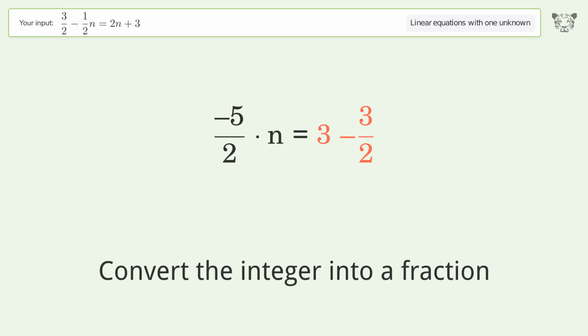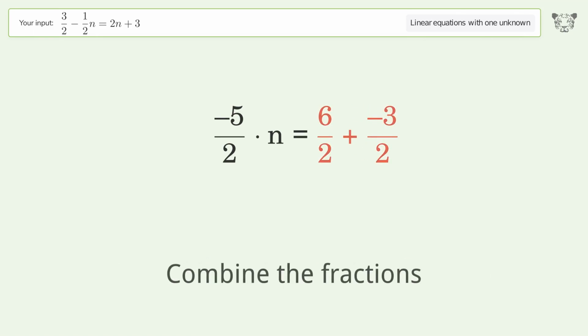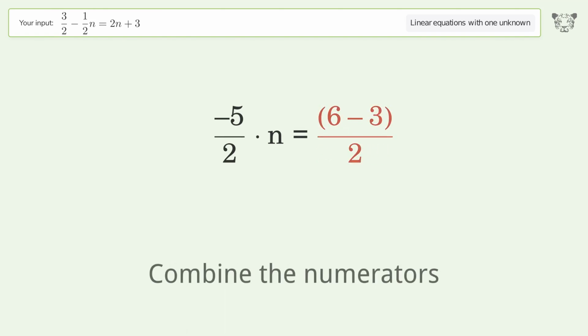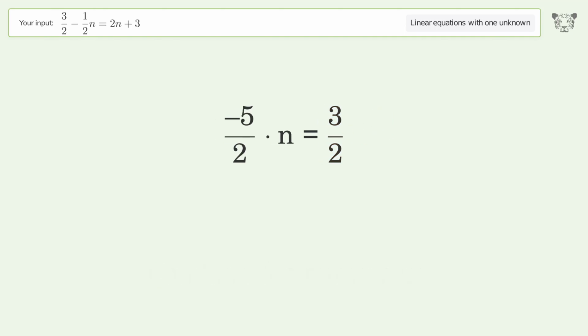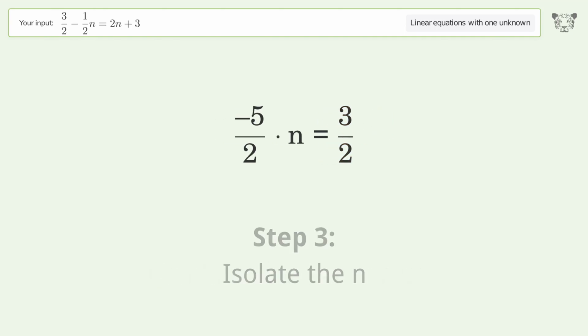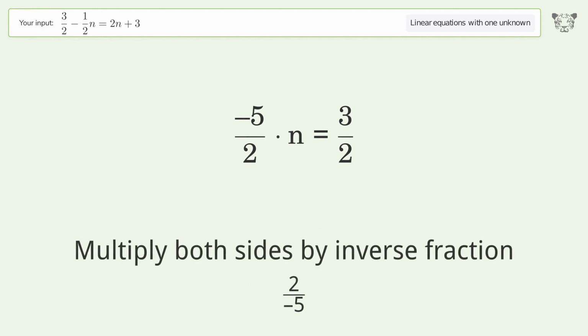Convert the integer into a fraction. Combine the fractions. Combine the numerators. Isolate the n. Multiply both sides by inverse fraction 2/5.